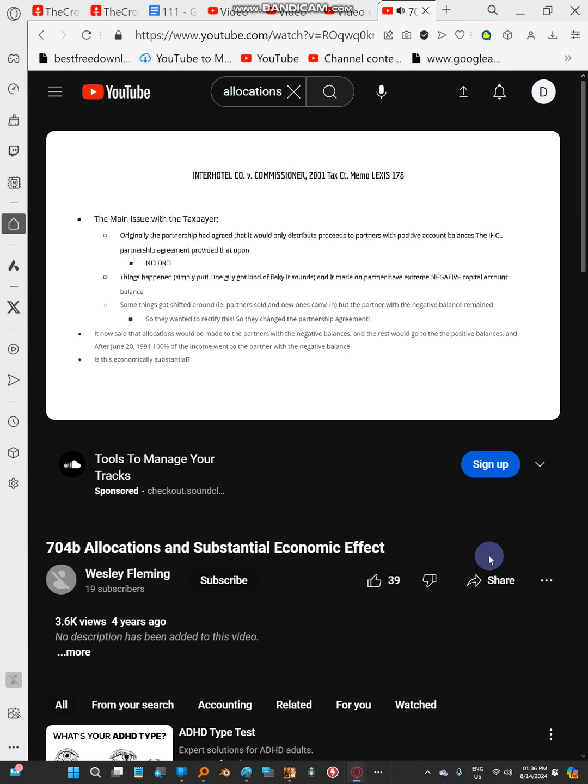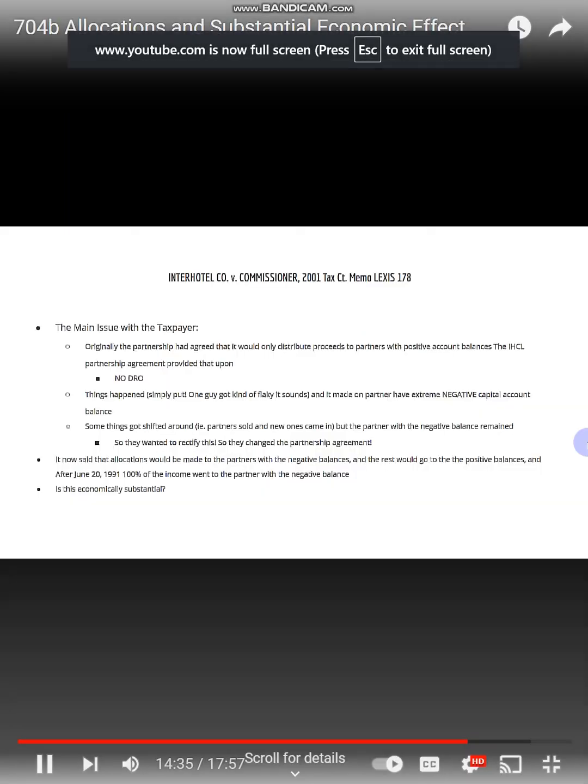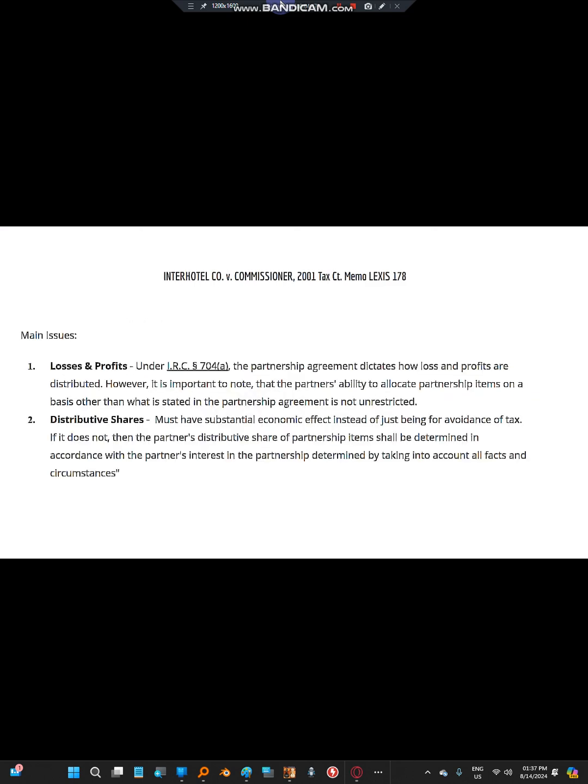So to rectify this, they changed the partnership agreement, and they said that after June 20th of 1991, 100% of the income that they earned would go to the partner with a negative capital account balance. And then once that is back to 0, they would go back to normal operations of distributions. So the main question here was, is this economically substantial? So there were 5 main issues that went along with this case.